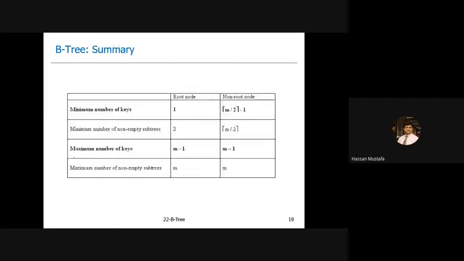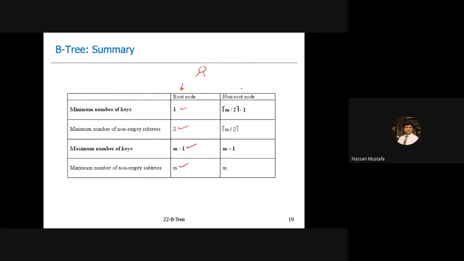As a summary, for the root node, the minimum number of keys is 1 and children are 2. So if it has 1 key, then it has 2 children. This is the condition for the root node. And for the maximum number, like all other nodes, it can have at most m minus 1 keys and m children.